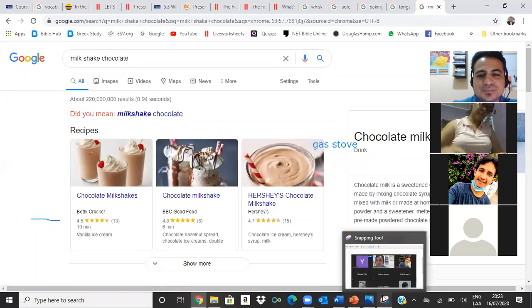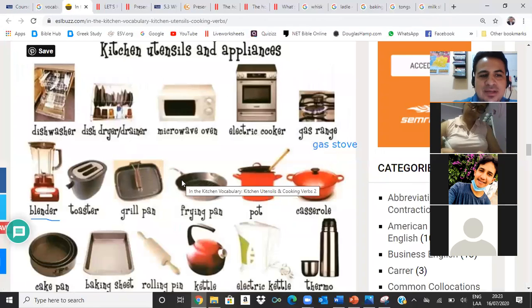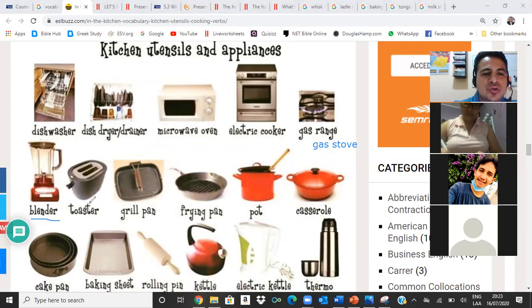Very good. Okay. ¿Alguien más dijo? ¿Qué más podemos hacer? Frozen. Okay, toaster, repeat, toaster. Grill pan. Esto suena como una grill pan. Es como una parrilla.